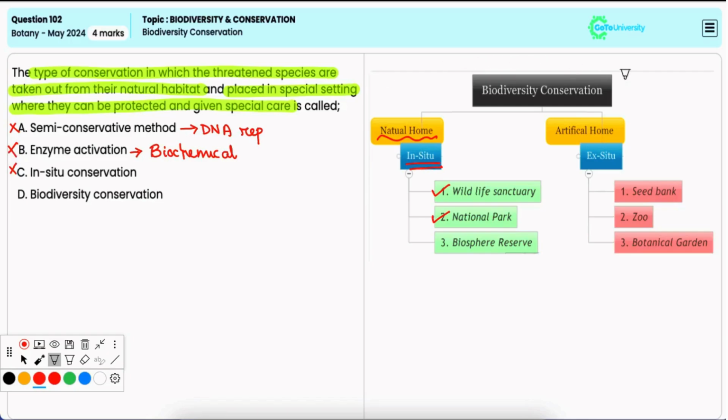Option D, biodiversity conservation. Now, this type of conservation in which threatened species are taken out from their natural habitat and placed in special settings where they can be protected and given special care is called ex situ conservation, which is a type of biodiversity conservation. Hence, this is the correct option.